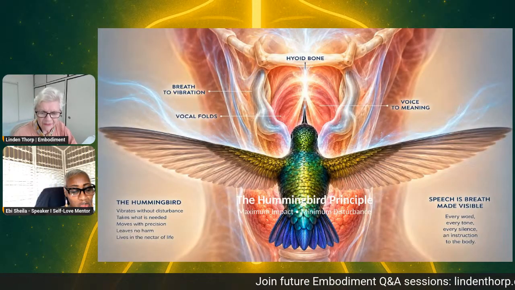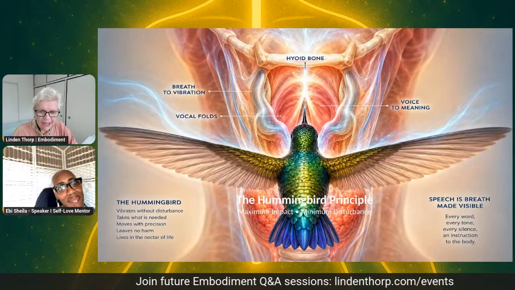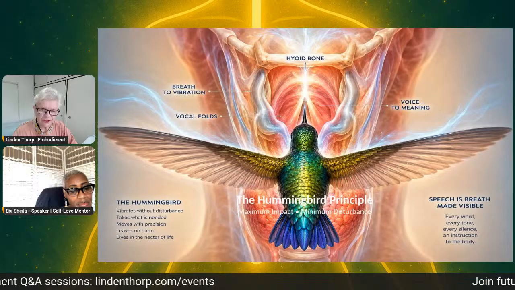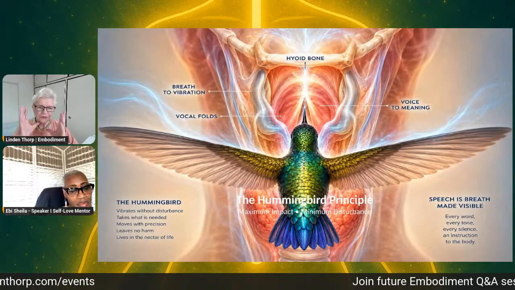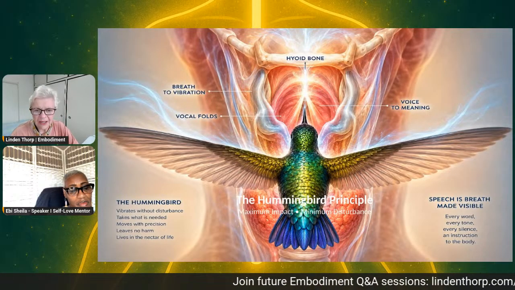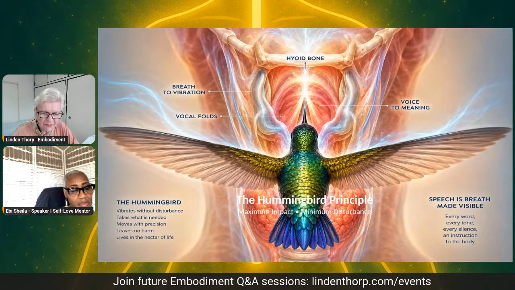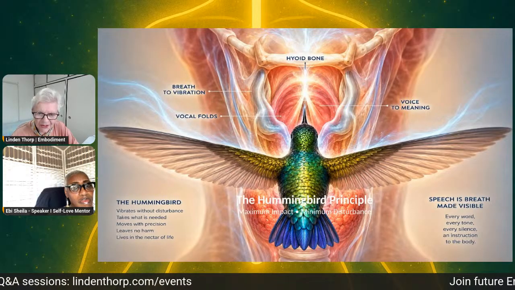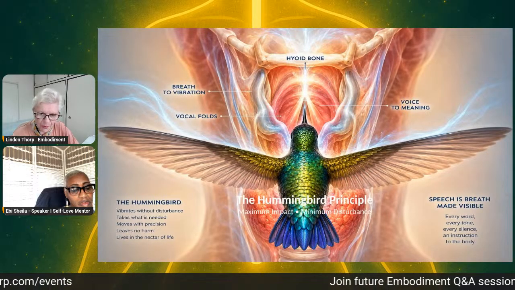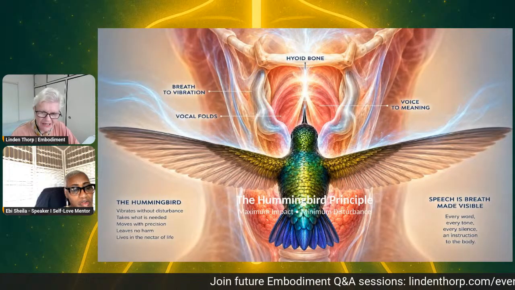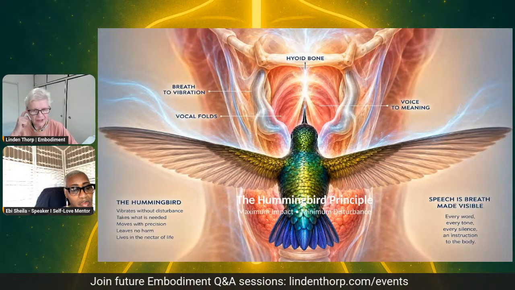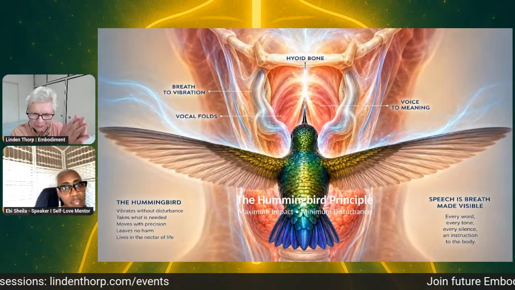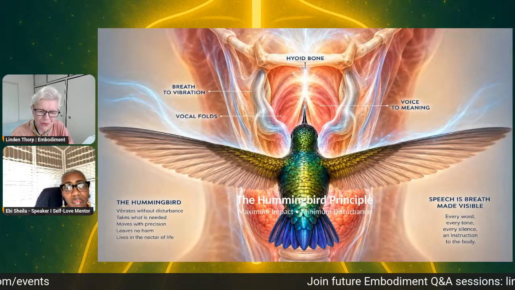Okay, so now here I've given you this image again. And this gives you a bit more detail. So we can see, the hyoid bone is really important. This holds all the throat anatomy together. Then we can see where the breath starts to work on the vocal folds, which are here inside the larynx. And this is where we can see the hummingbird sticking its beak, because this really is where the voice leaves the body. And this is where we need to think about the hummingbird principle, which I'll go on and explain in a moment.